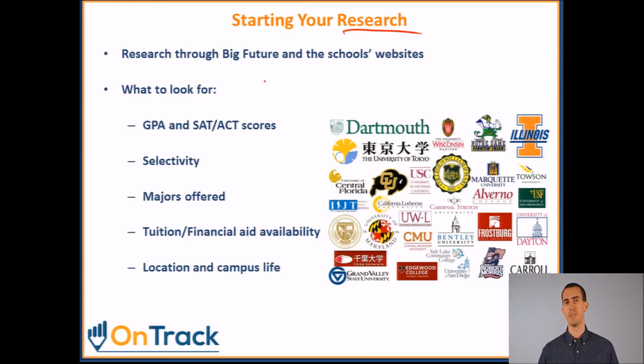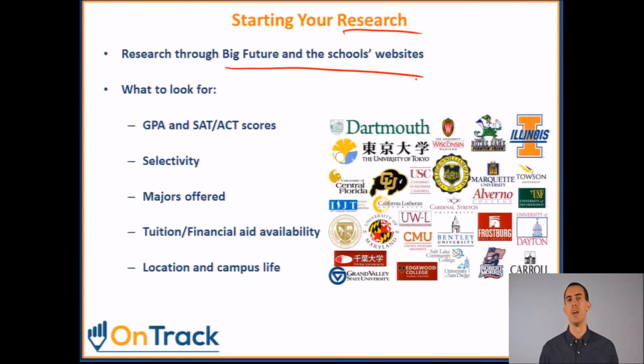So how do you start the research? Well, tying it back to that module earlier in 11th grade where I talked about researching colleges either through the Big Future website or through the colleges' websites themselves, that's a great place to get started. And again, if you need a refresher on that, go back to that module. It's really good, whether you're using Big Future or any of the other similar websites, like Peterson's or Princeton Review or FastWeb, whatever it might be for your college search, to be able to search a bunch of different colleges.